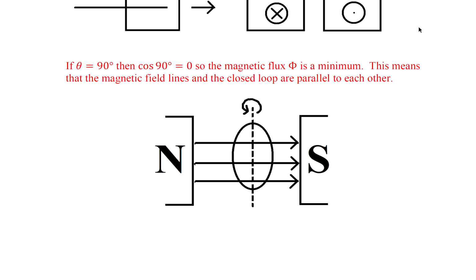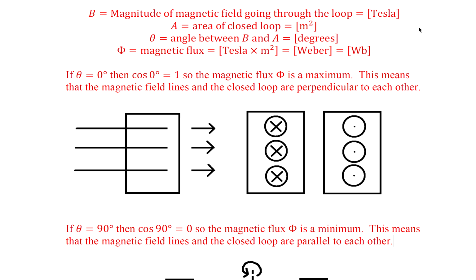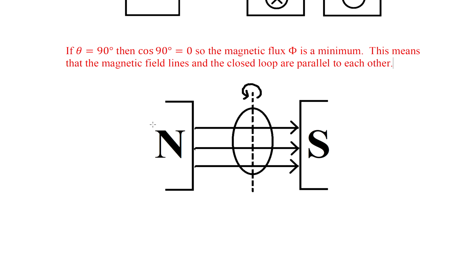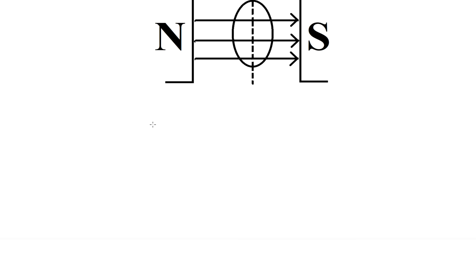Okay? So, once again, if theta is 0, that means the magnetic field lines are perpendicular to the paper. If theta is 90, that means that the magnetic field lines are parallel to the paper. And if it's parallel to the paper, there's no magnetic field lines that go through the paper.